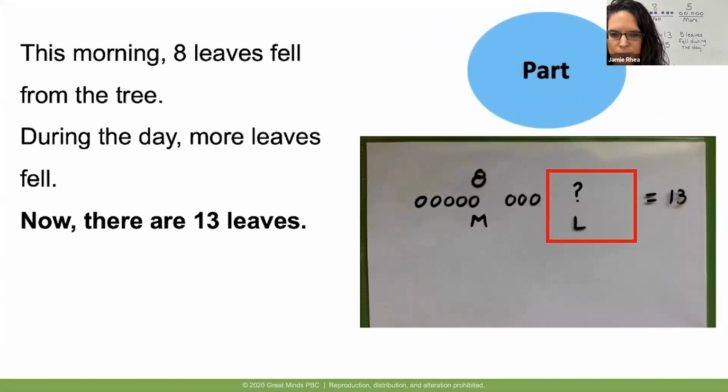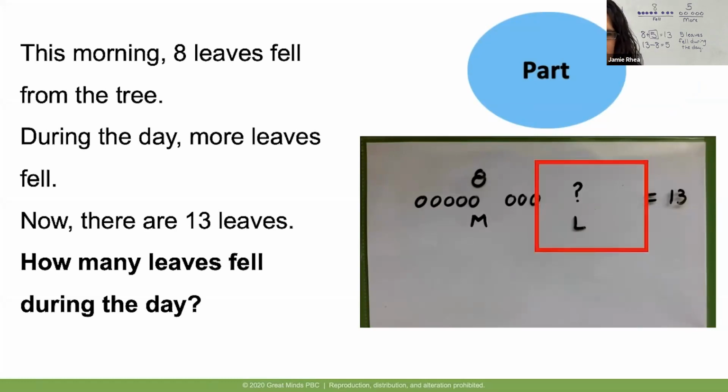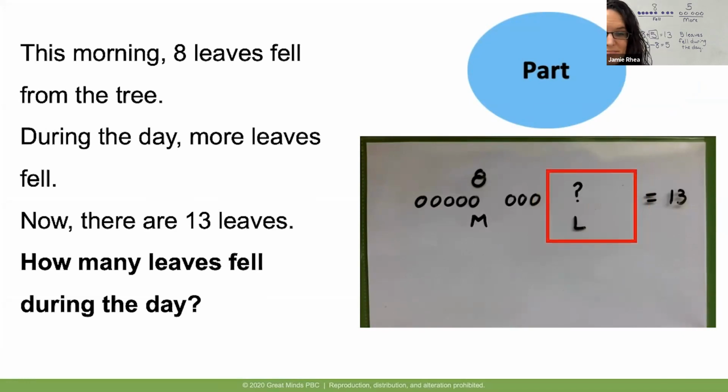Let's read our question now to see if it matches our drawing. How many leaves fell during the day? It's asking us to find out how many leaves fell during the day. That's perfect. My question mark shows that is missing. And the L reminds me those are the leaves that fell during the day.